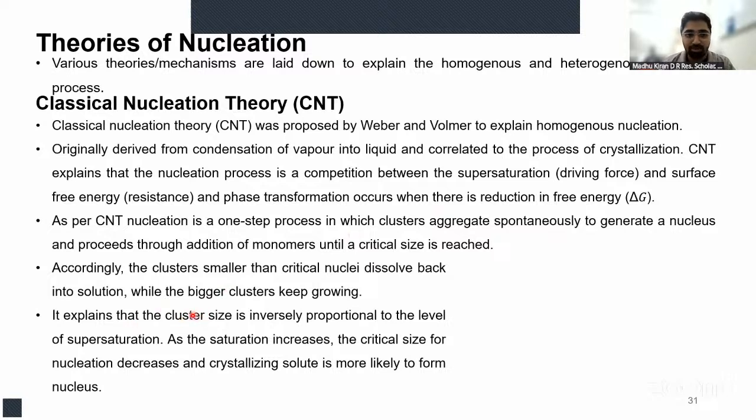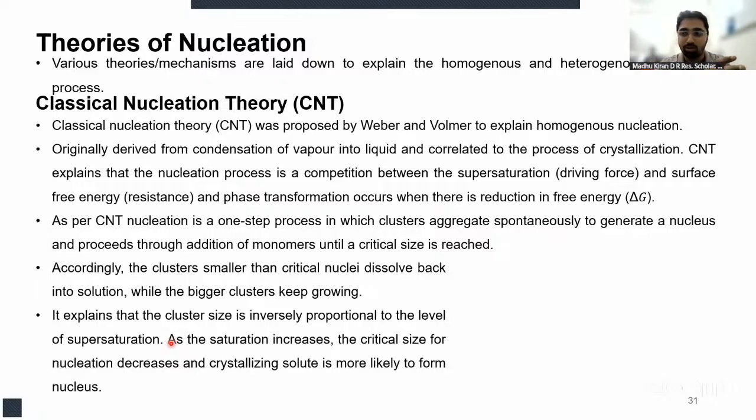This theory also explains that the cluster size is inversely proportional to the level of supersaturation. The higher the level of supersaturation, the smaller the cluster size. As I already told, if we maintain a higher supersaturation ratio, the size of the nuclei formed will be very small, right? And there will also be numerous nuclei formed compared to those formed at lower supersaturation levels. So the cluster size is inversely proportional to the level of supersaturation. Higher the supersaturation, smaller the size of the clusters.